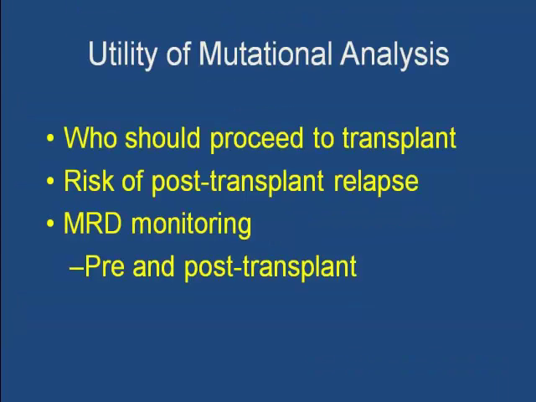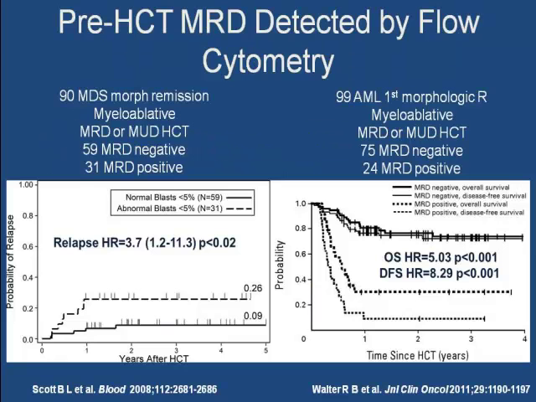What about MRD monitoring? This could obviously be used in the pre- and post-transplant setting, hopefully at some point in time to develop appropriate therapies for these patients. We have a lot of data regarding the use of flow cytometry to detect minimal residual disease. On the left is a group of MDS patients who were transplanted at the Fred Hutchinson Cancer Research Center, and on the right, a group of AML patients who were transplanted.